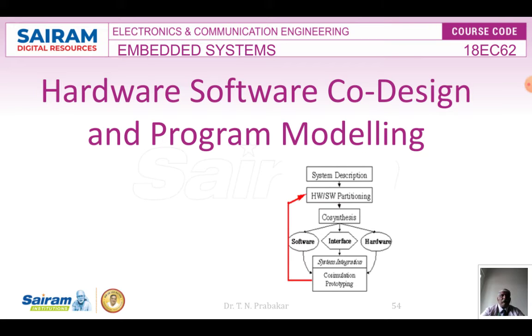First we have to describe the process, that is called the system description. So what are the functionalities, what are the requirements and all those things. The second thing is, what is the hardware required, what is the software required? So we have to define the hardware requirements and the software requirements.